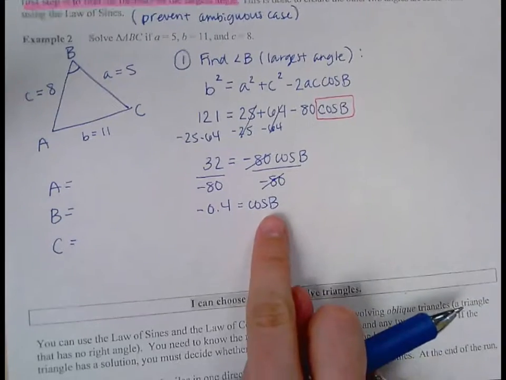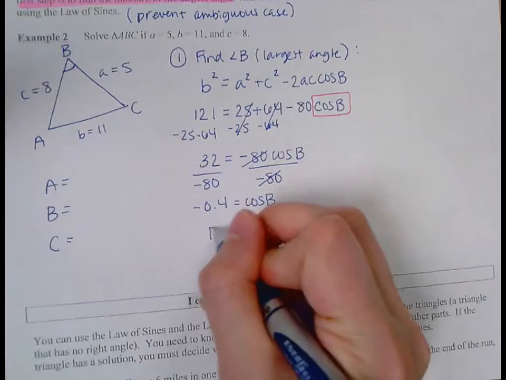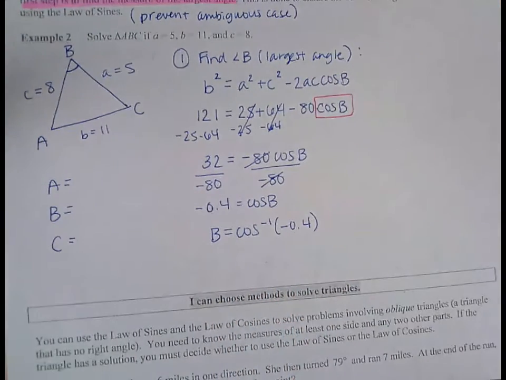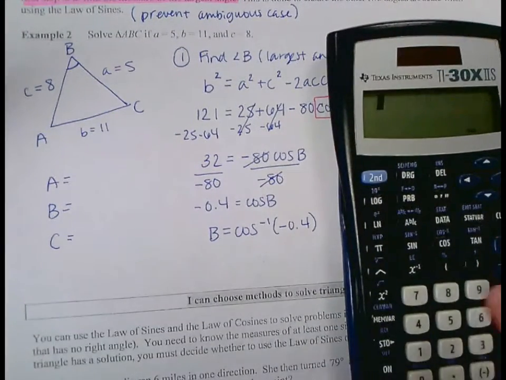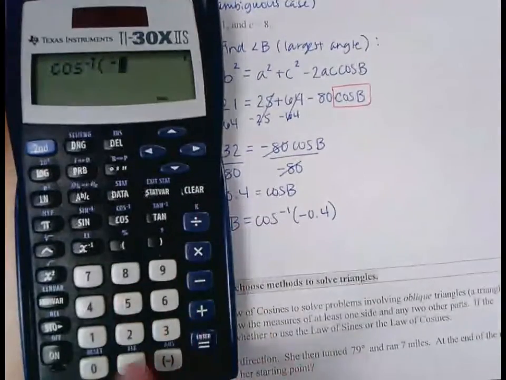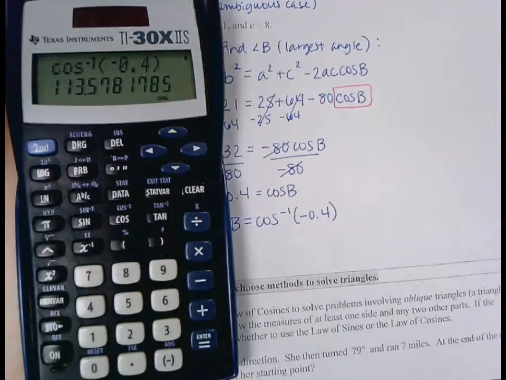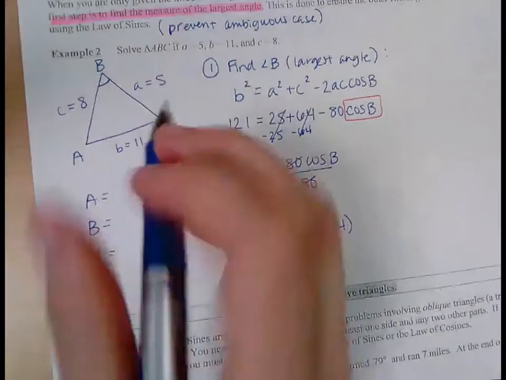So then, as Carter said, once you have that alone, then you're going to have to take inverse cosine of both sides. So angle B is equal to inverse cosine of negative 0.4. And that I can calculate second cosine. Make sure you do put in there negative 0.4. The negative does make a difference. And if I round this to the nearest degree, it's 113.578, so it'd be about 114 degrees. That would round up. So angle B would be 114.